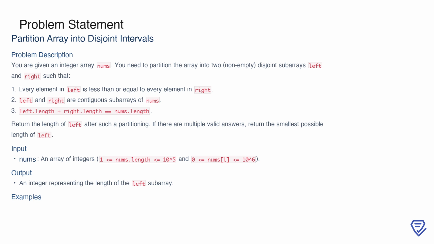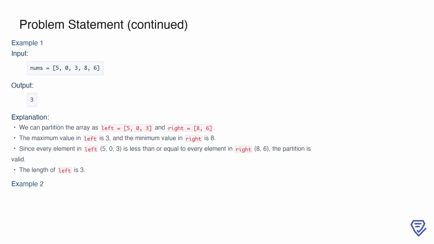Your goal is to return the length of the left subarray after finding such a valid partition. If there are multiple valid partitions, you should return the one that results in the smallest possible length of left. The input consists of an integer array with constraints on its size and values, and the output is an integer representing the required length of left. Let's look at an example to clarify this.